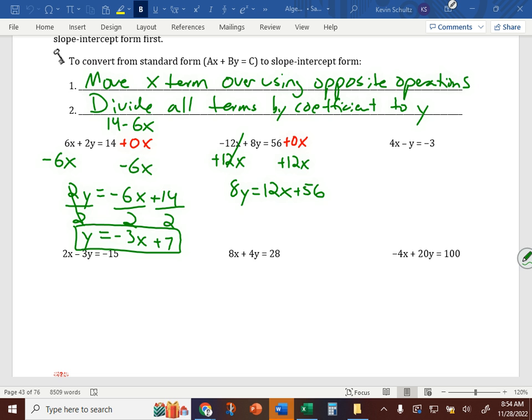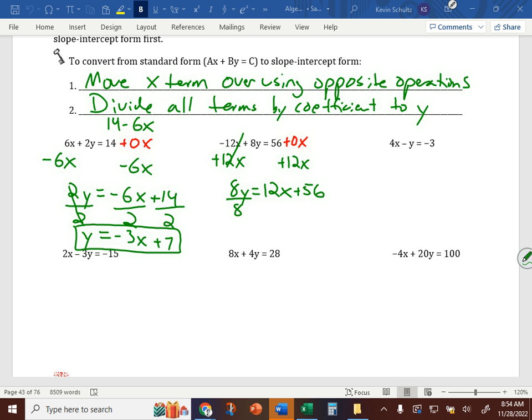Again, notice my order here, right? That x term is going to be written first to put it into that slope-intercept form. Y equals mx plus b. Now, what am I dividing by? Paisley, 8. I saw several of you pull out a calculator. I assume it's to do that division of 12 divided by 8.